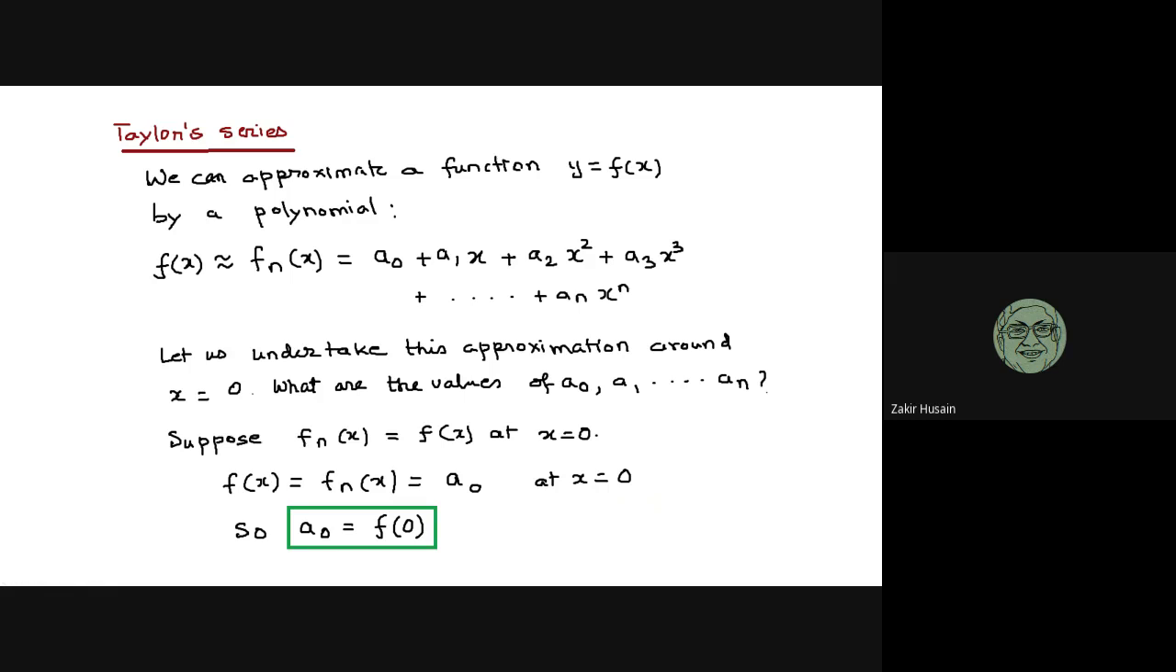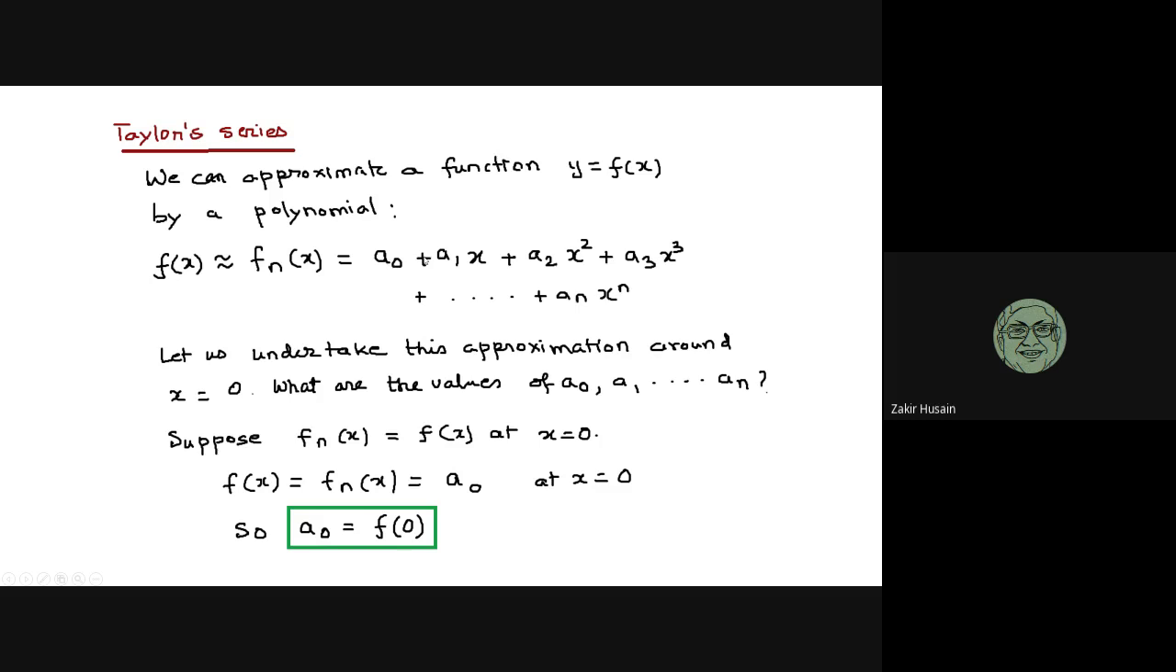Now we come to Taylor's series. Suppose we have a function y equal to f(x). This can be approximated by a polynomial. That is why we are writing it as approximately equal to this polynomial, not equal to. The subscript n denotes that it's a polynomial of power n. So this polynomial will be a0 plus a1x plus a2x squared plus a3x cubed, and so on till an x to the n. This is an nth order polynomial.